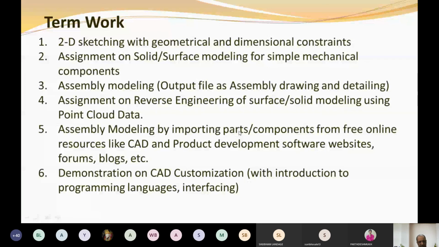Okay, a demonstration on CAD customization. That means how customization can be done with an introduction to programming language interface. So how this programming is done and how the software is customized. Say for AutoCAD, AutoLISP was the language which can be used for the customization. You can write the program in AutoLISP, and once you execute that program, you will get the ready-made drawing. In simple words, you can write a program to draw a simple rectangle.